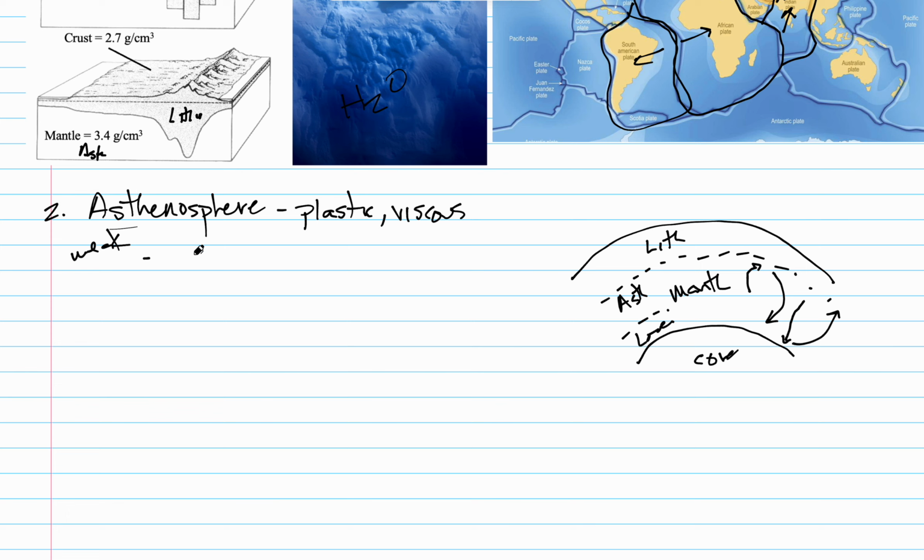The heat and the pressure do make minerals weak. I'm going to put that minerals are weaker, but there's also probably like 0.1% melt. And it's that little bit of melt that also helps make the asthenosphere be able to flow and move and drive plate tectonics.